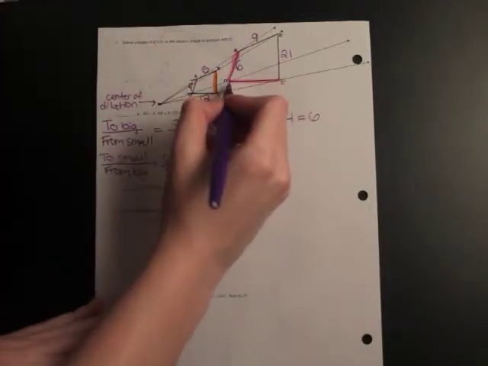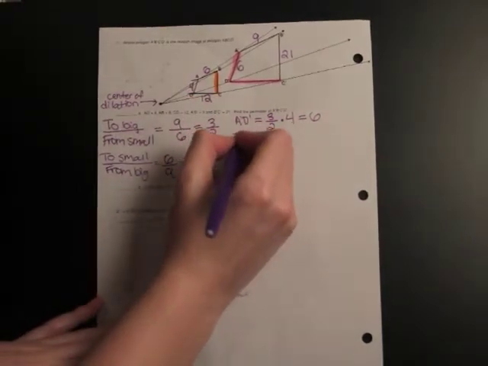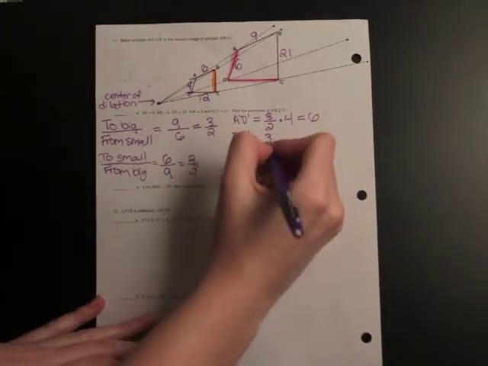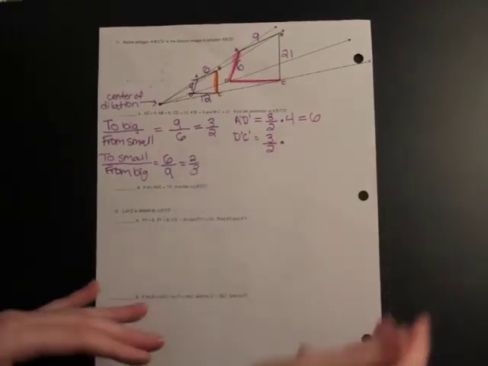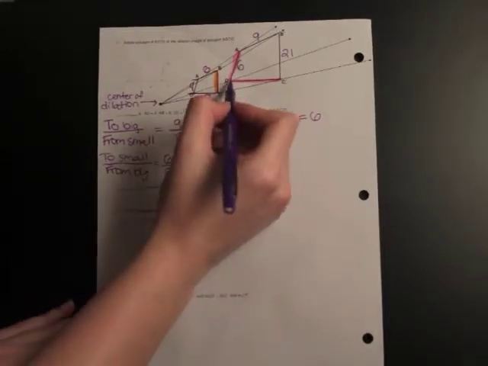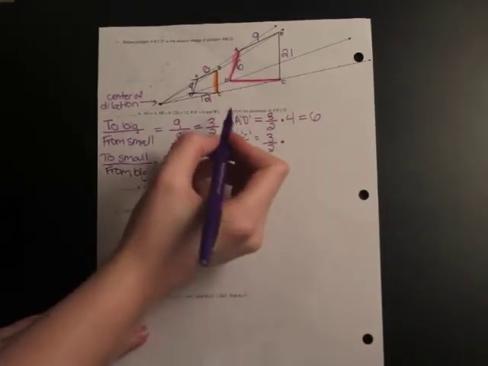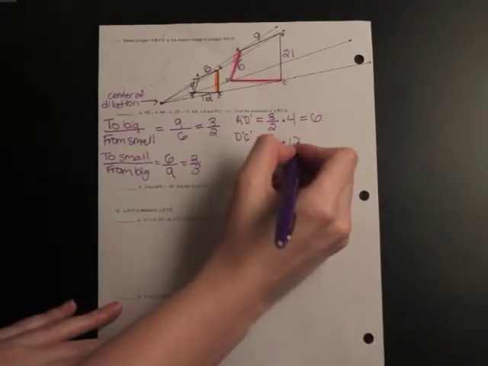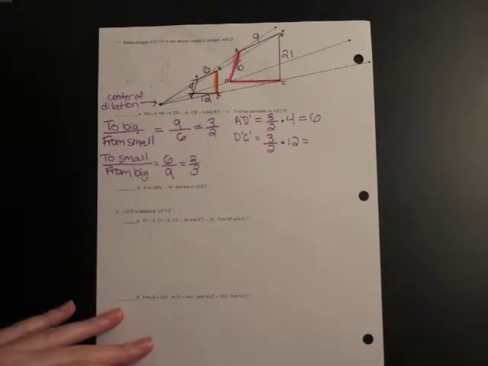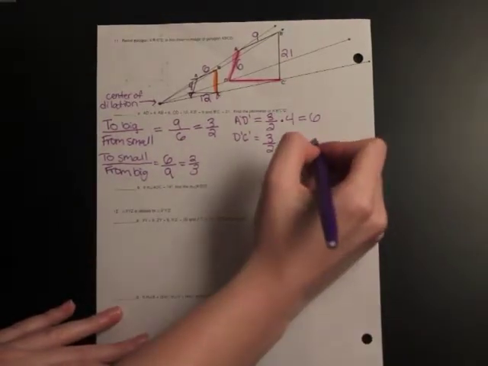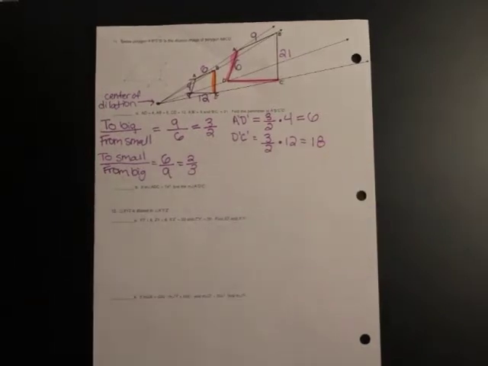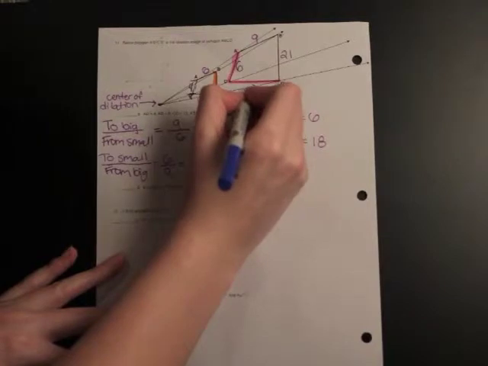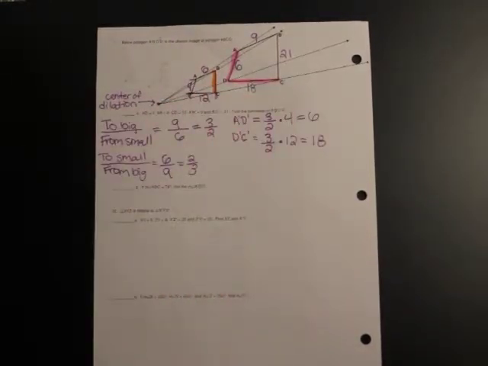Next one we want to find, D prime, C prime. Again, we're going to the big, so we're going to use that same scale factor, just multiplying it by a different number. If we're finding D prime, C prime, we're going to want to use DC, which is 12. Okay? This comes out to be 18. So we found 6, 18, 21, 9.